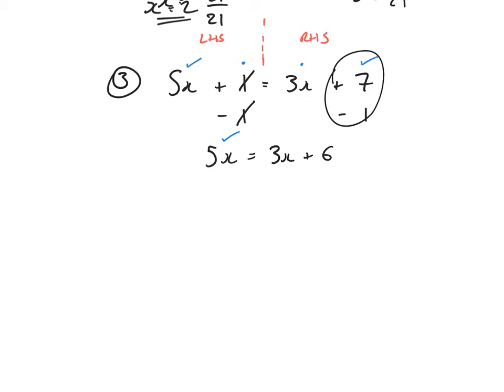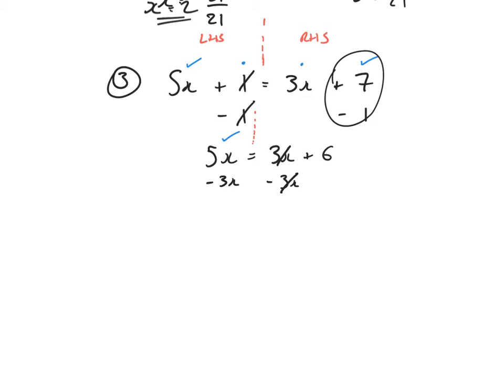So 5x is okay, that's what it should be. 3x, though, should not be on the right hand side. It's a letter term that shouldn't be on the right hand side, so I need to eliminate it. But to keep that theme of keeping the equation balanced, I need to eliminate it from both sides.